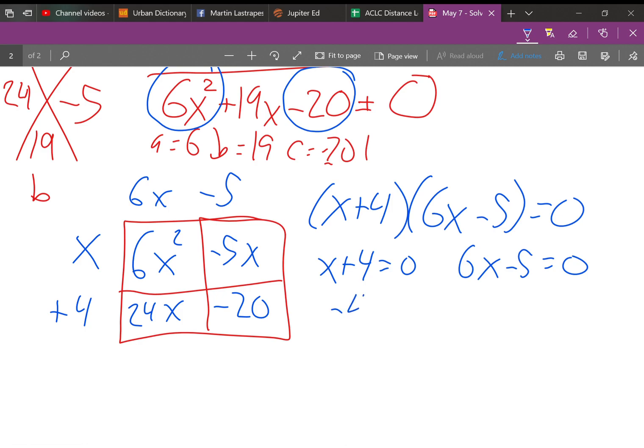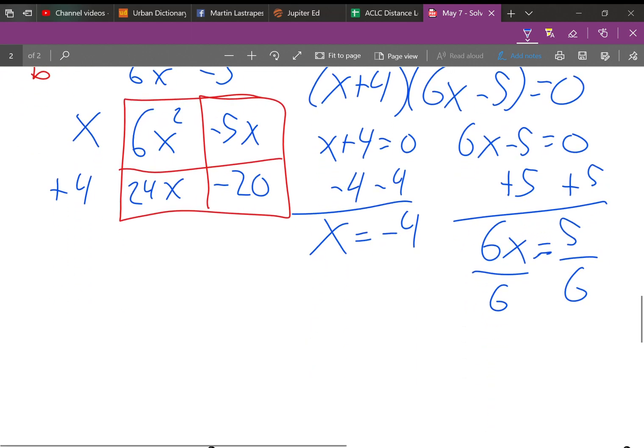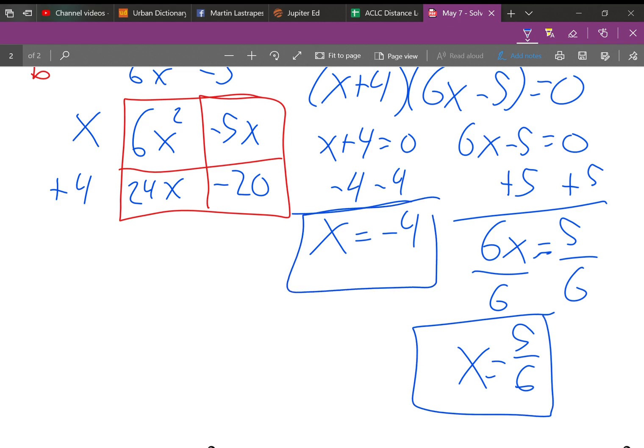On this side, all I'm doing is subtracting 4 from both sides. x equals negative 4. Over here, I need to add the 5 first to get rid of negative 5. Positive 5 is its opposite. This gives me 6x equals positive 5. And I finish that off by dividing by 6 to get x equals 5 over 6. And so is that all? Do I need to do anything else? No, that is finished. I am finished when I can tell what x is, right? And there are two x values here. x equals -4 and x equals 5/6.